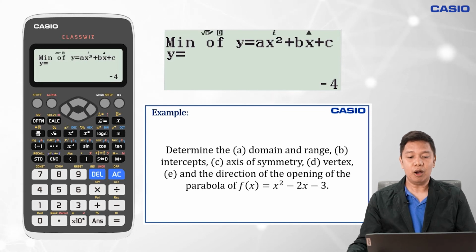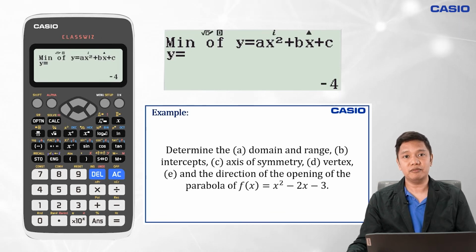Now, for our axis of symmetry, we need to equate the x-coordinate of the vertex, which is 1, to x. So we have x equals 1, or x minus 1 is equal to 0. And of course, our vertex is at the point (1, negative 4).